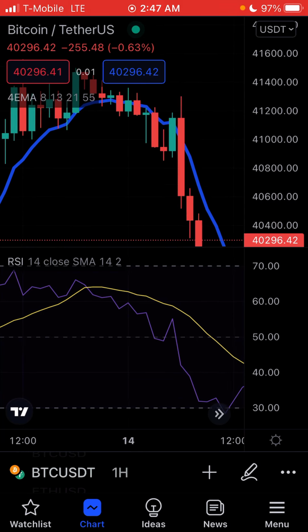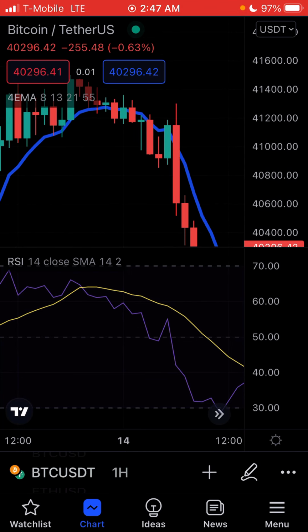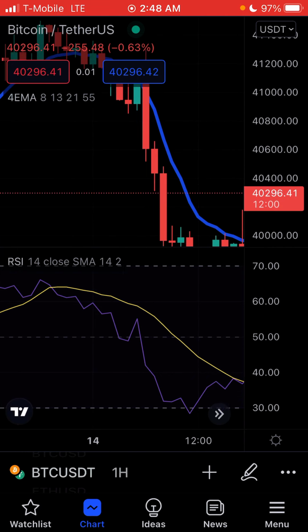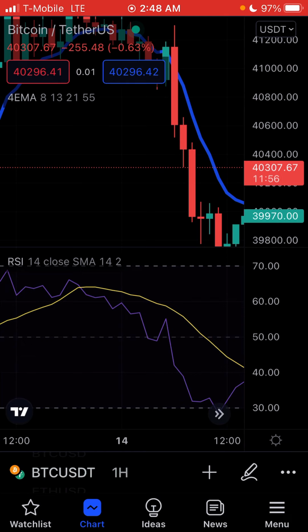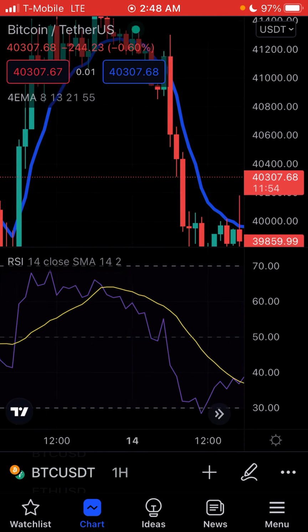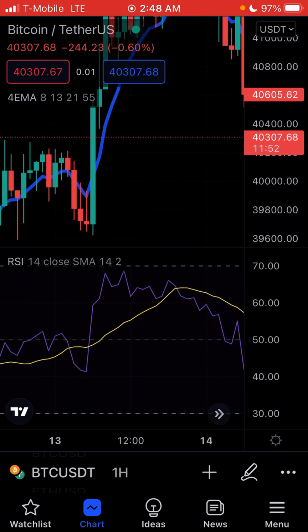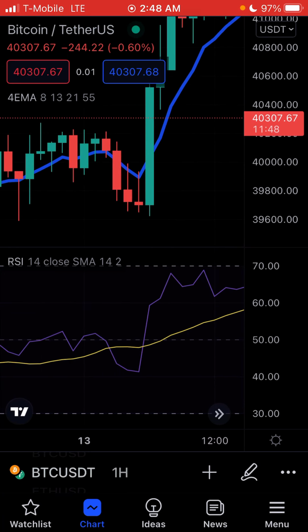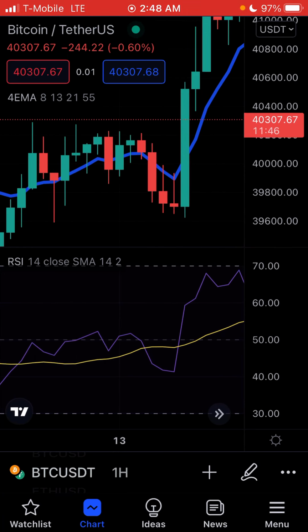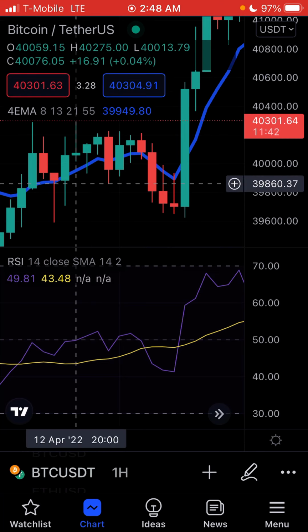Like you see right here, you see a red candle going down, red candle going down, and you see a big dip right here. So what I've done with this is I backtracked a little bit, and you try to find spots where you see the green candle kissing the blue line. So right here at 39,854, you see it kissing it.